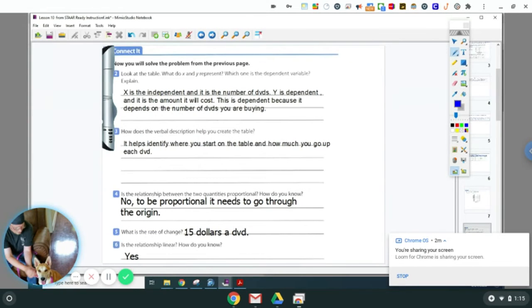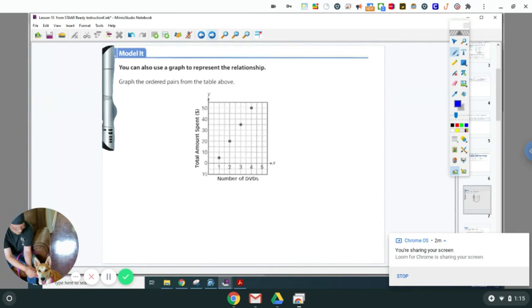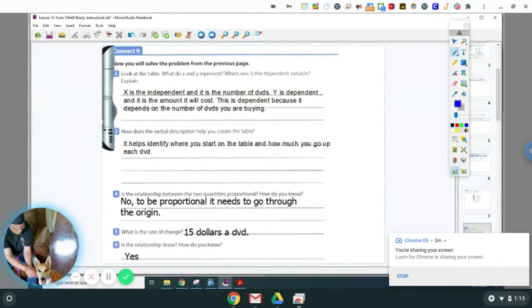So looking at the table, what do x and y represent? I can look at this graph and see what they represent. So x is independent, and it is the number of DVDs. y is dependent, and is the amount that it will cost her. The reason why y is dependent is because it depends on the number of DVDs you're buying to output the cost.